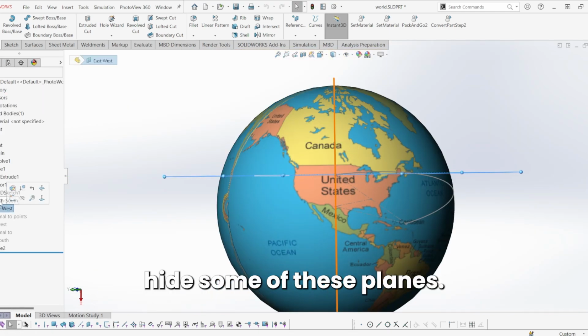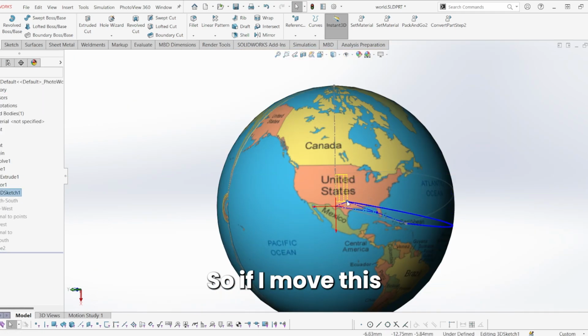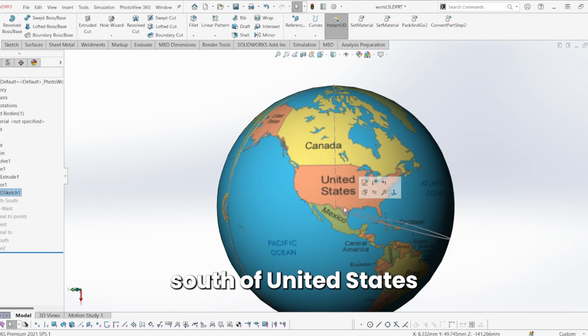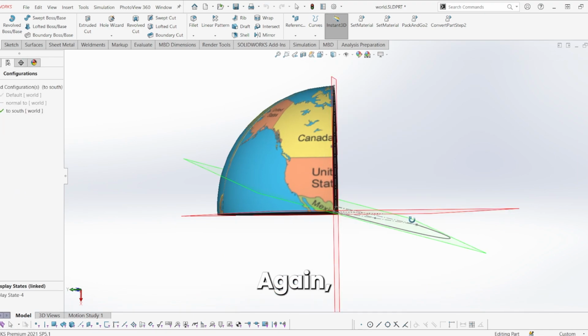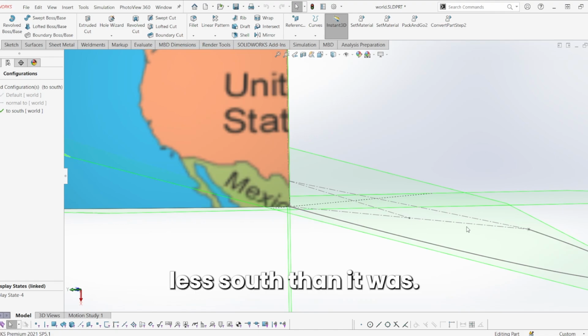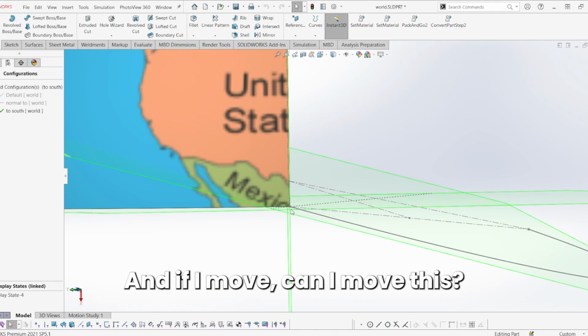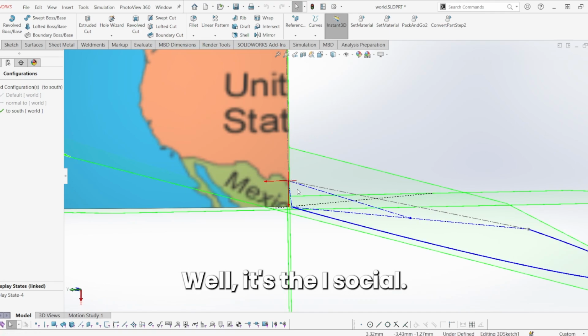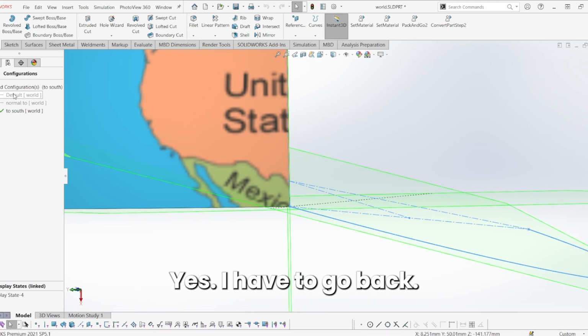Just gonna hide some of these planes. So if I move this south of United States and do the same thing again, you see it's southeast, albeit less south than it was. And if I move, can I move this while it's there? Not so sure. Yes, I have to go back.